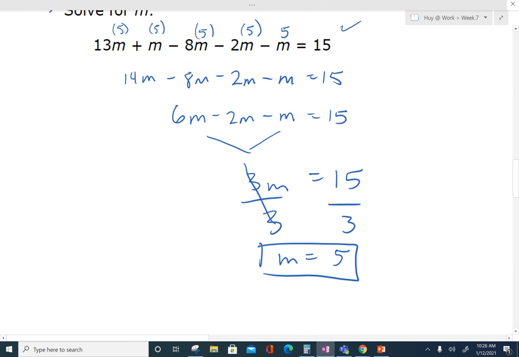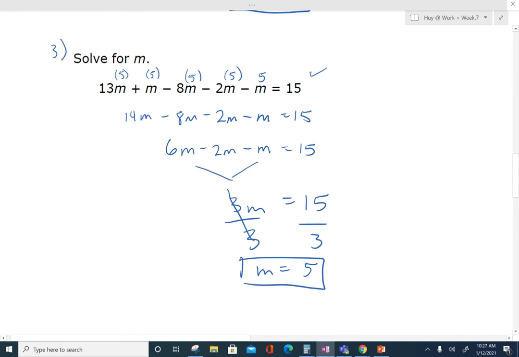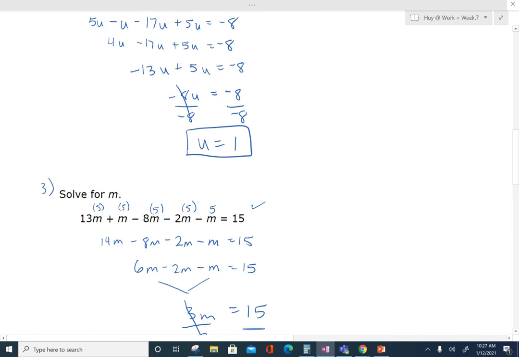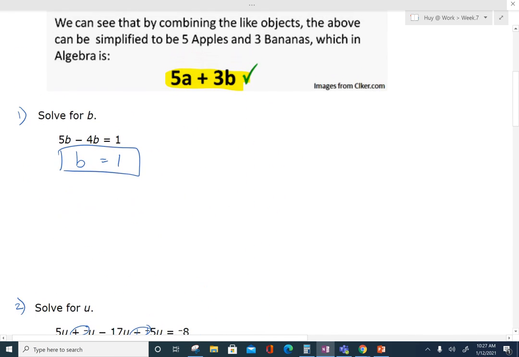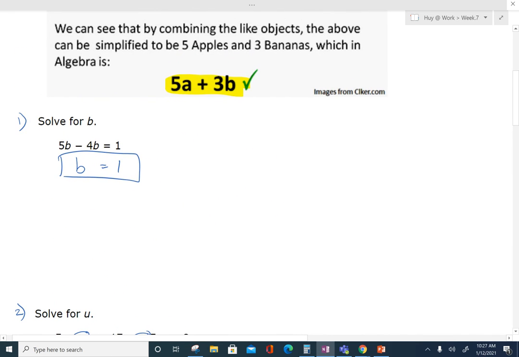Okay, so those are examples on how to solve equations combining like terms. You really want to combine like terms first so that you simplify the equation and then you solve the equation.